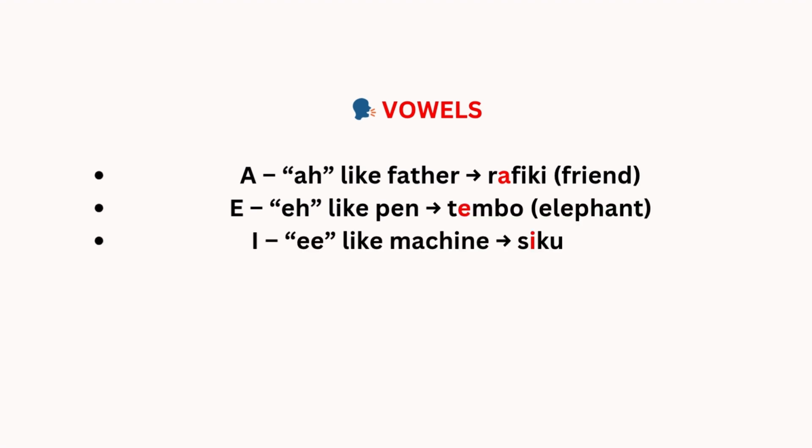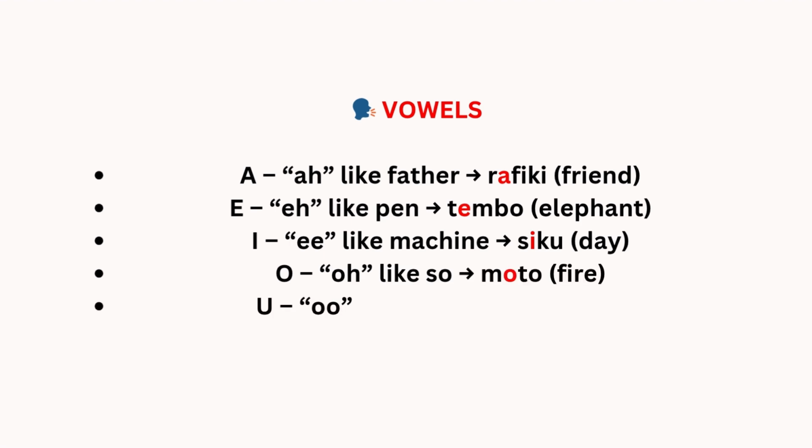One of the words we might use is Rafiki. Rafiki is friend, and you can see A there. The next vowel is E, like in pen. An example is tembo. Tembo is elephant. Elephant is also called ndovu, but this time, let's call him tembo.